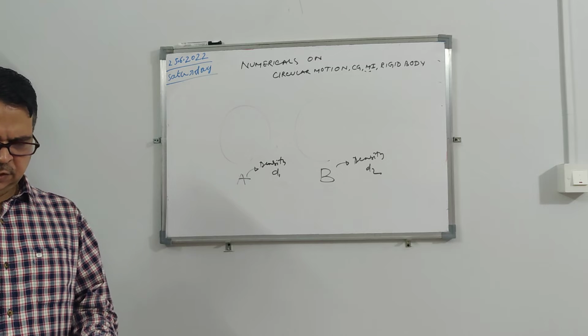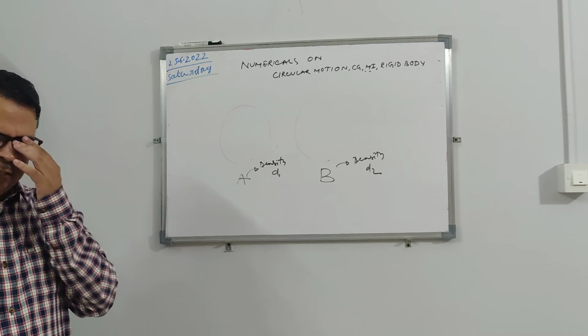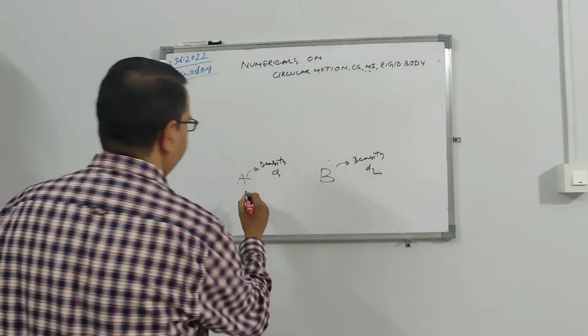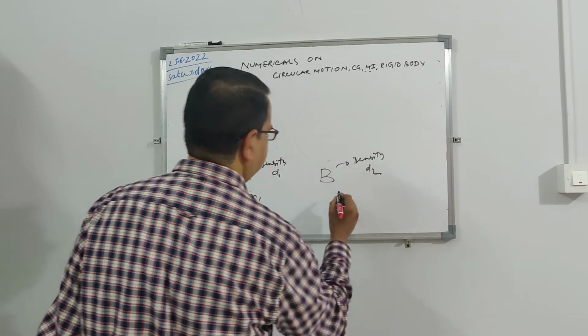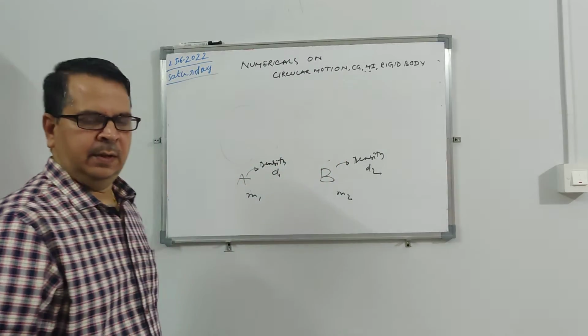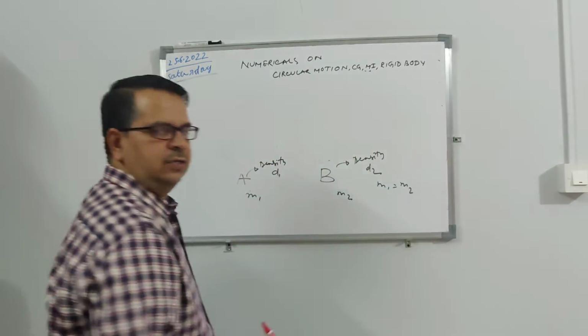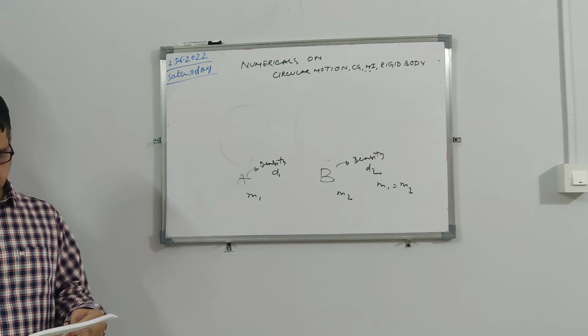Density D1 and D2 respectively possess the same mass and thickness. So these two discs have the same mass, so M1 is equal to M2.